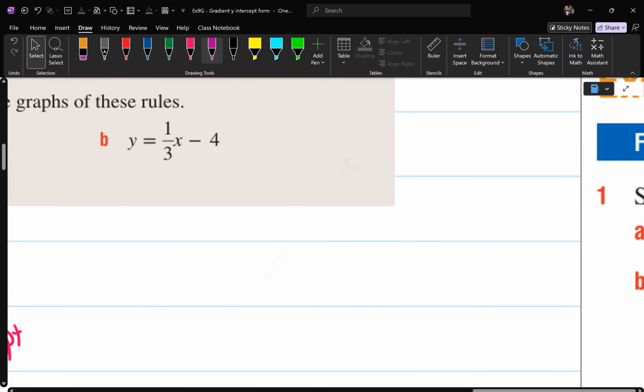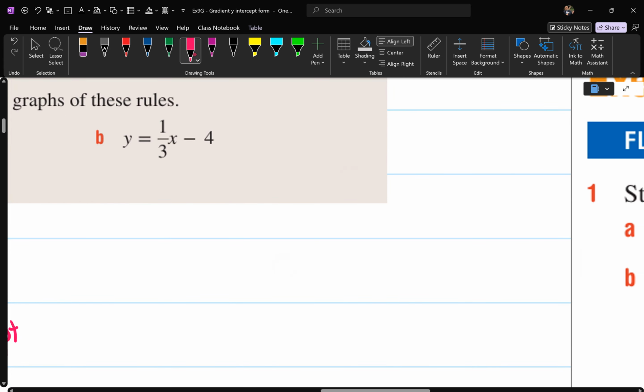So let's do B. B is the same thing. What is my gradient? Have a look at B. Gradient is, good. Hopefully you got the idea. It's 1/3. The number multiplied to x right now is this entire number here. It's a third. So m equals a third.